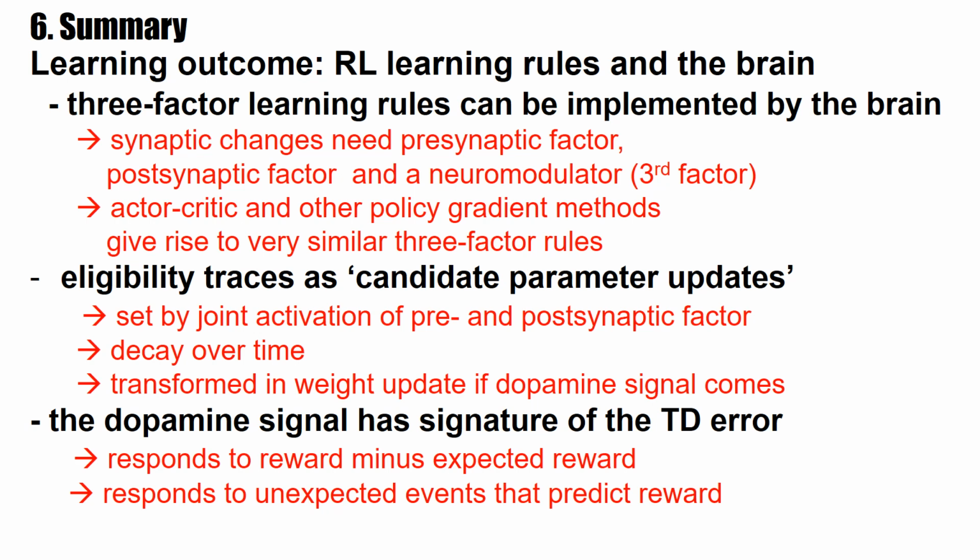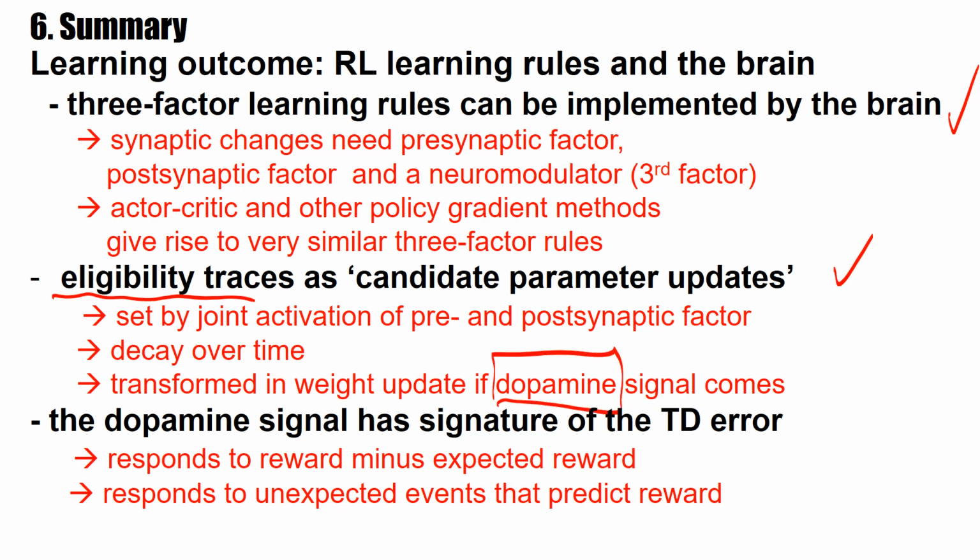So what we have seen is there's a relation between reinforcement learning rules and the brain. 3-factor rules can be implemented by the brain. The synaptic changes need a presynaptic factor, a postsynaptic factor, and a 3rd factor, and a 3rd factor could be the neuromodulator. Actor-critic and other policy gradient methods give rise to very similar 3-factor rules. So the idea is that eligibility traces are candidate parameter updates. Eligibility traces are set by the joint activation of pre- and postsynaptic factors that decay over time, but they are transformed into a weight change if the 3rd factor comes, and the 3rd factor could be dopamine.